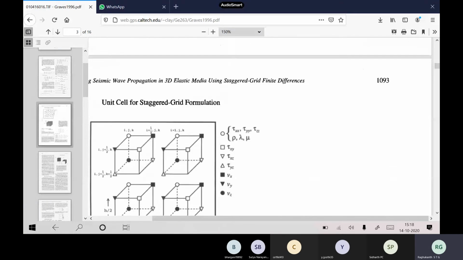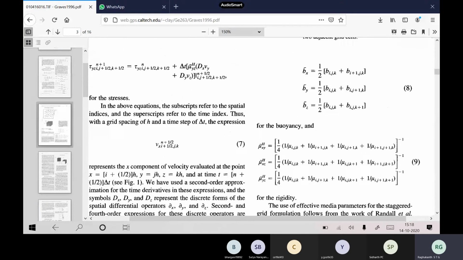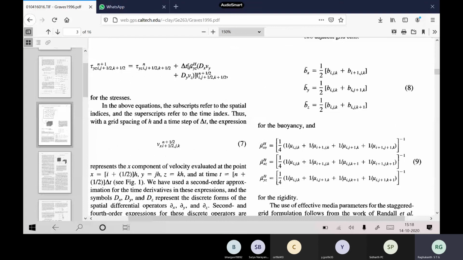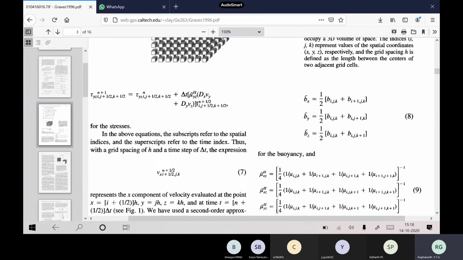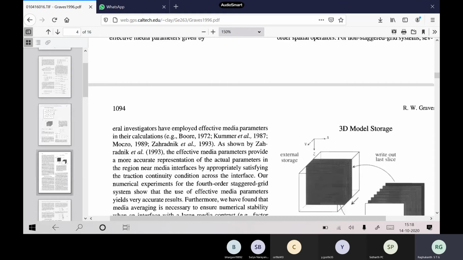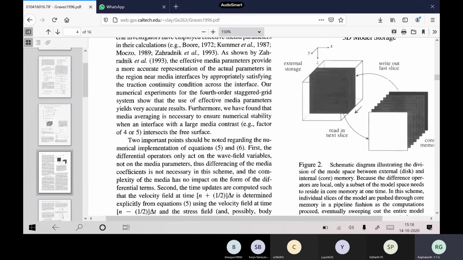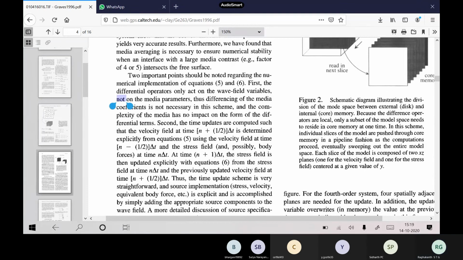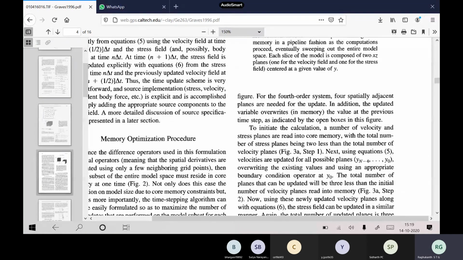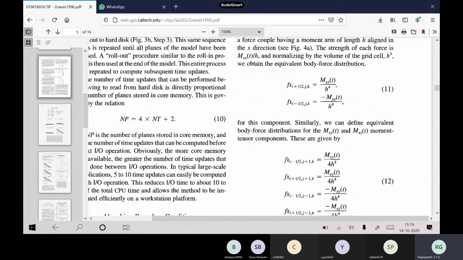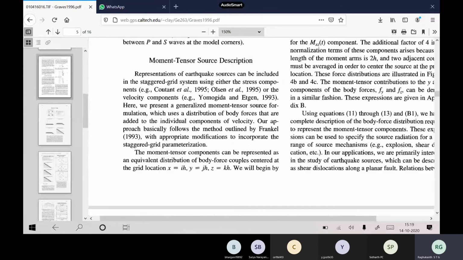So what type of scheme does he use? This is for the temporal derivative. He has used a grid number 2. Now for the spatial grid, I don't know what order he has used. I think 2, 2 only, maybe. Sorry, fourth order system he is telling. Okay, so for the fourth order system, 4 spatial adjacent planes are required, he says, and he solves it on a computer.